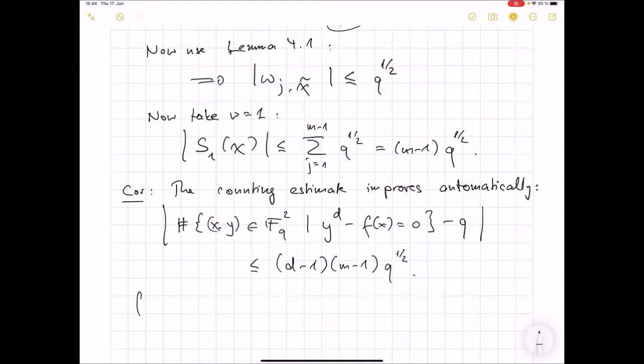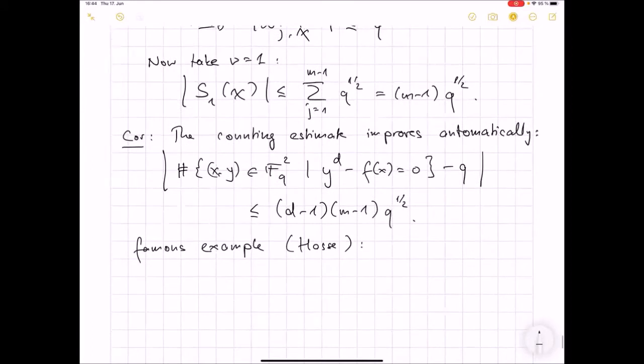So, a famous example, due to Hasse: take d equals 2, f cubic. Then you count points on elliptic curves over finite fields, and you get the Hasse bound that the error term is (2 minus 1) times (3 minus 1) times square root q, so that's 2 square root q. That's precisely the Hasse bound.